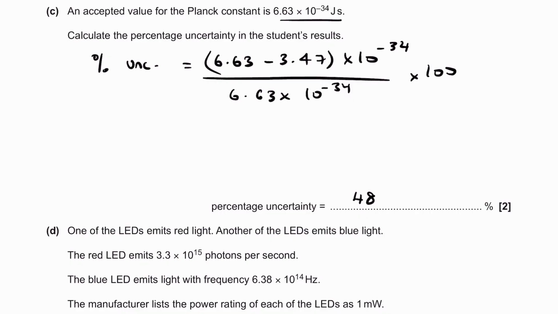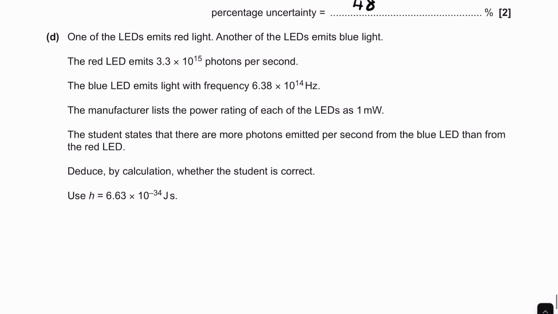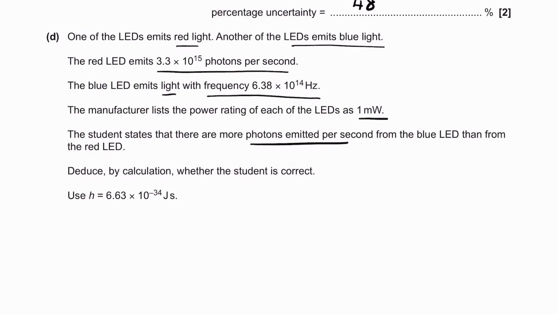Okay, let's move on to part D. One of the LEDs emits red light, another of the LEDs emits blue light. The red LED emits this many photons per second, and the blue LED emits light with a frequency of this much. The manufacturer lists the power rating of each LED as 1 milliwatt, and the student states that there are more photons emitted per second from the blue LED than the red LED. Deduce by calculation whether the student is correct.